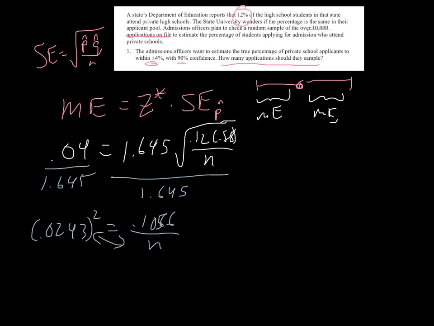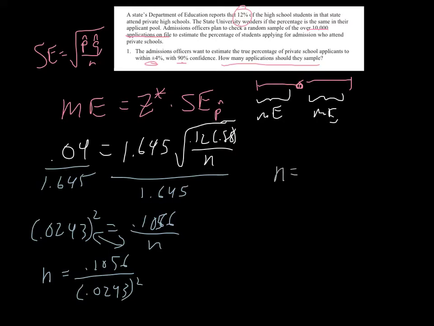After a series of cross multiplication, we realize that these two values can switch positions algebraically, so n is going to be equal to 0.1056 divided by 0.0243 squared. If that algebra eludes you, just see me during class and I'll explain that more.